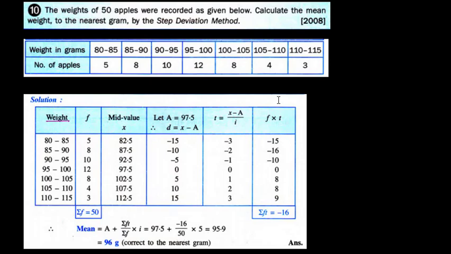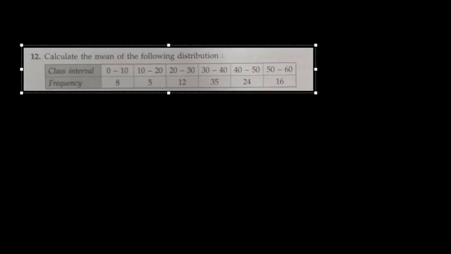And we have to convert it into grams, so we round off this value, 95.9, and we will get 96 gram. Okay, now let us see this one problem. Calculate the mean of the following distribution. We have to calculate the mean.